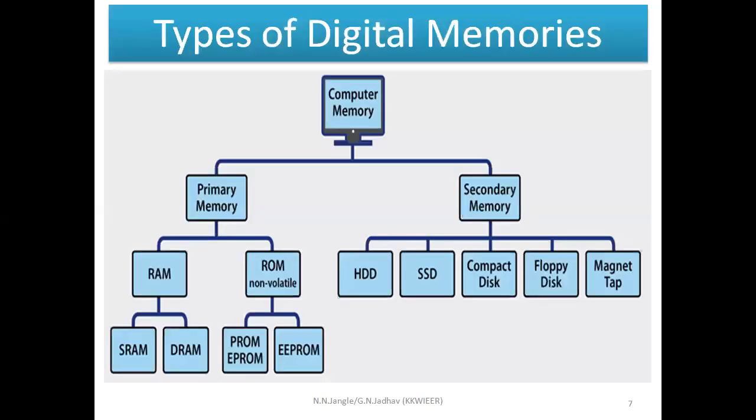Again, primary memory and secondary memory are divided further. Primary memory has two types, RAM and ROM. RAM is again divided in two parts, SRAM and DRAM, whereas ROM is divided into PROM, EPROM and EEPROM. Secondary memories are nothing but the external memories of the computer, which are HDD, SSD, compact disk, floppy disk, and magnetic tape.